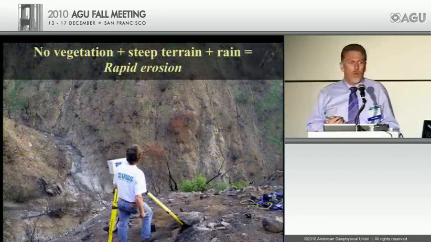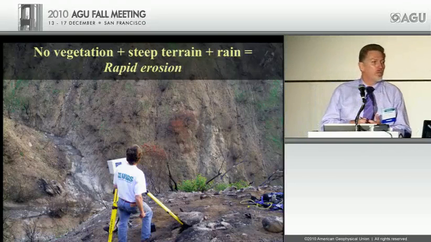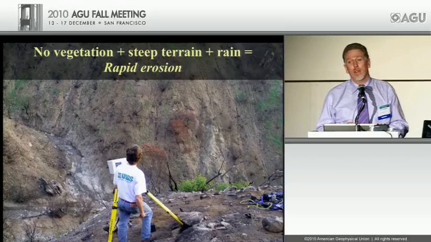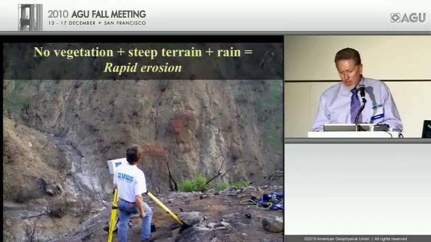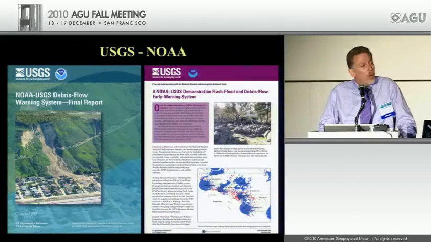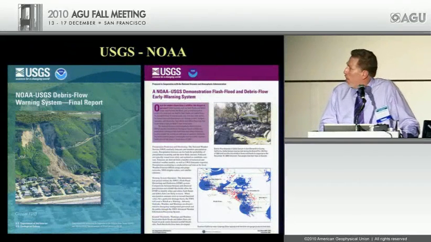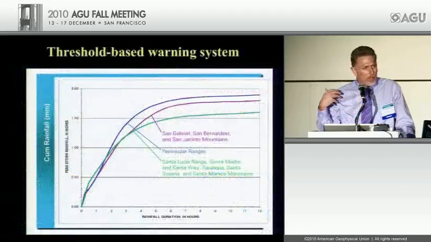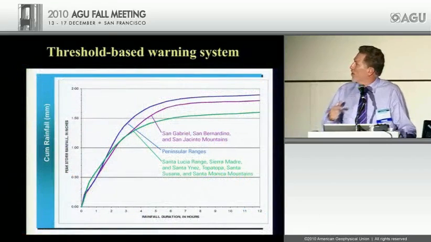So the recipe, or the equation, is quite simple. You take no vegetation, you take steep terrain, you take a bit of rain, you get rapid erosion. The USGS and NOAA are collaborating together on trying to develop a debris flow warning system. What NOAA does is they count the raindrops that come into the system, and we work on trying to understand what the debris flow hazards are with it.